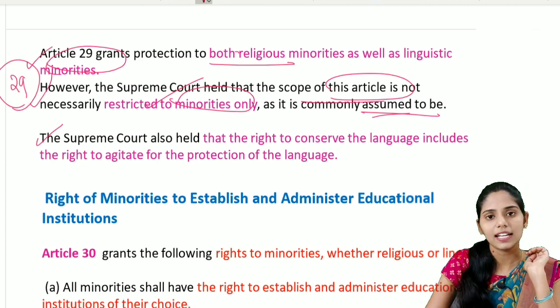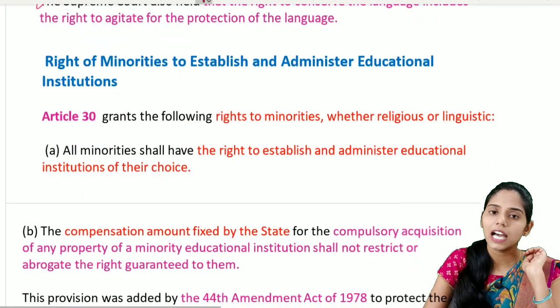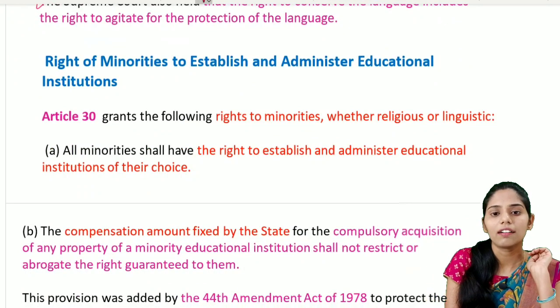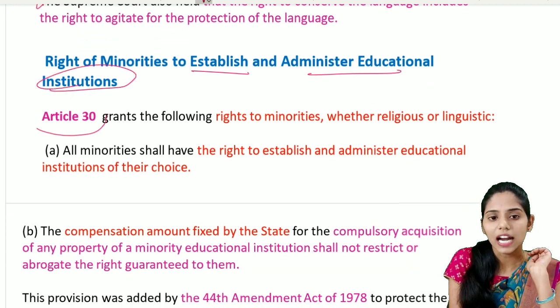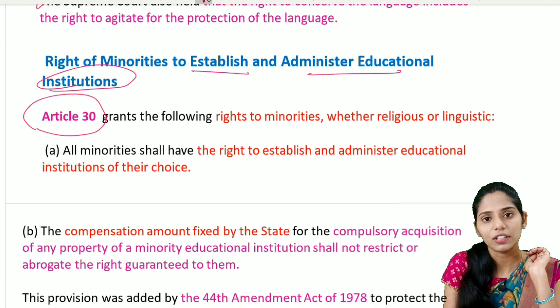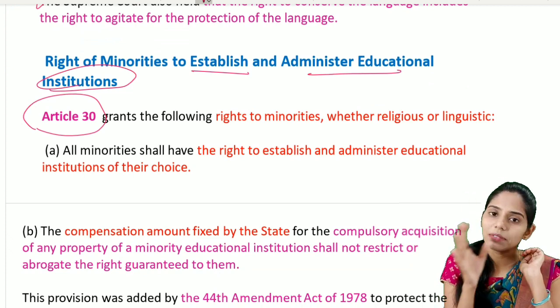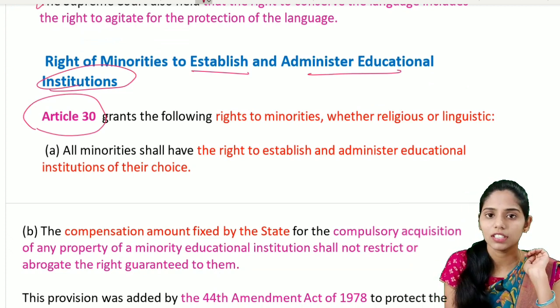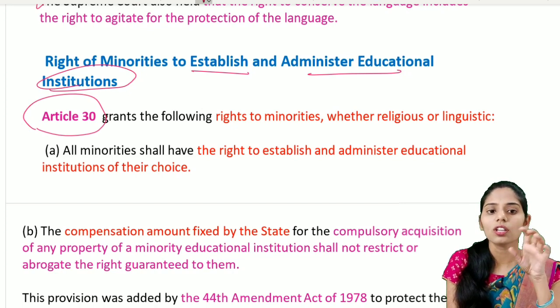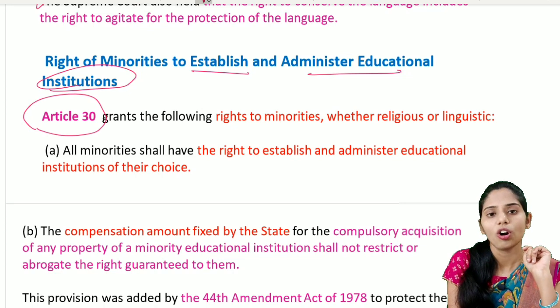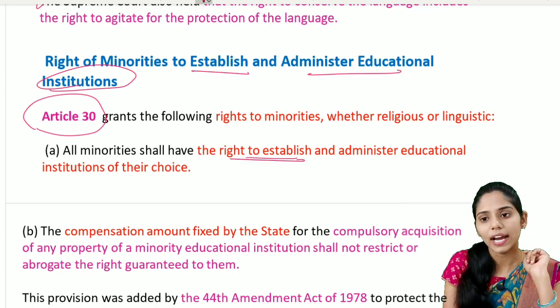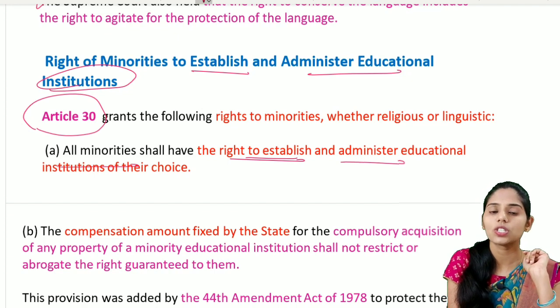Let us see the next article, that is Article 30. This Article 30 mainly talks about the right of the minorities to establish and administer educational institutions. This article grants the right to the minorities, whether religious or linguistic. According to this, there are some provisions under Article 30. The first one is that all minorities have the right to establish and also administer educational institutions of their choice.